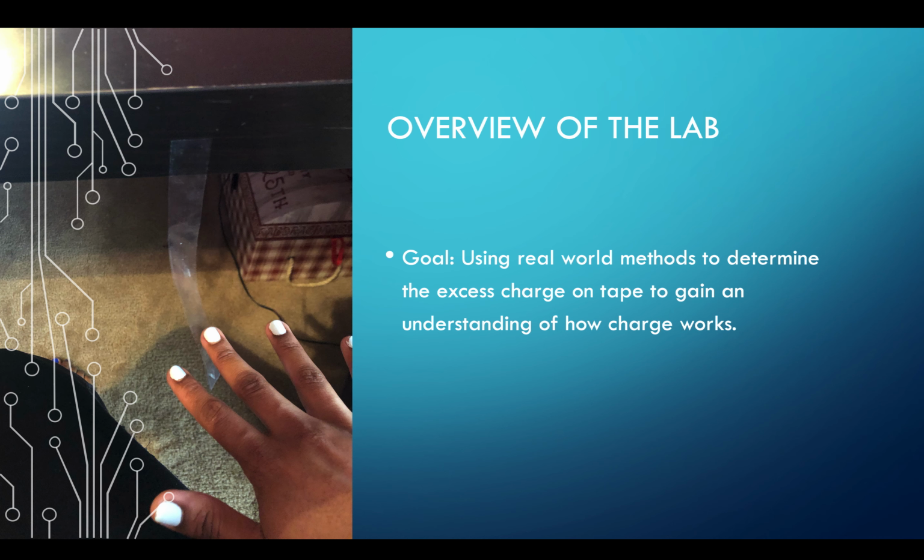The goal of this lab was to use real-world methods in order to determine the excess charge on tape to gain an understanding of how charge works. This lab basically shows the interaction between charges by using tape. It's known that when tape is stuck together, there's a neutral charge, and when that tape separates, there is an induced charge on both pieces due to that charge transfer. One of those pieces is going to have a positive charge and one will have a negative. This lab is done to determine how much charge is on a piece of tape after that charge transfer occurs.